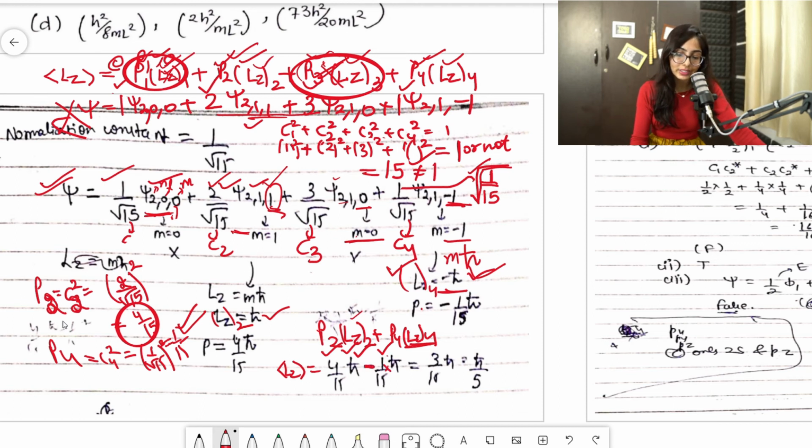So when I calculate it, it will become 3 by 15 H cut. Clear? 3 by 15 H cut. Clear, guys? So when I simplify it more, it will become H cut by 5. Clear? So that is the answer. H cut by 5 is the answer. So that's it for this one, guys.